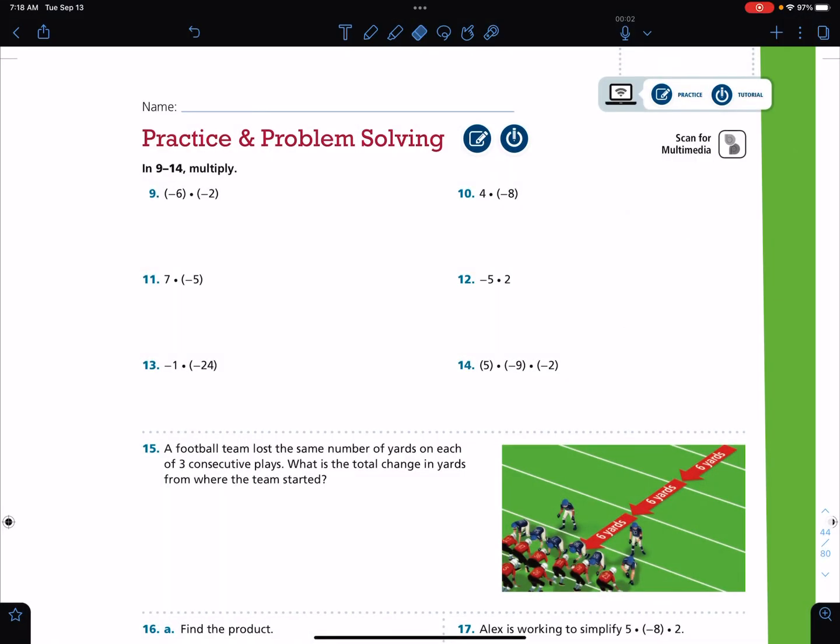Okay, today we are doing 1.6, day 1, which means we are learning how to multiply by a positive and a negative.